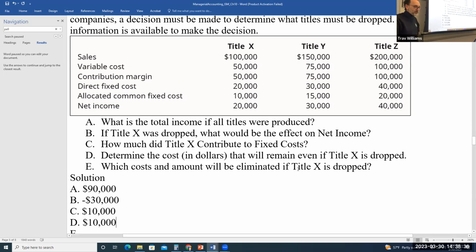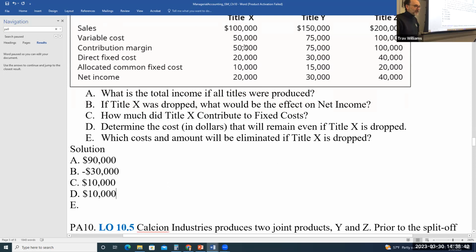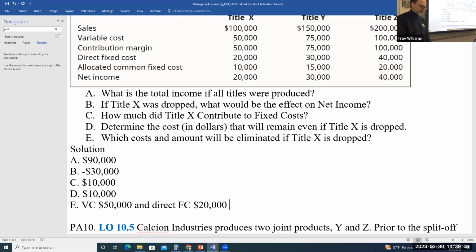And which costs and amount will be eliminated if Title X is dropped? Okay. So if we drop Title X, we're going to eliminate variable costs and direct fixed costs. So that's a total of $70,000 in costs that would be eliminated.